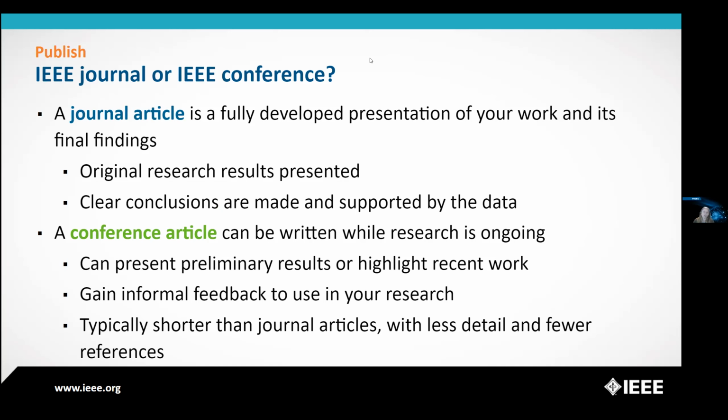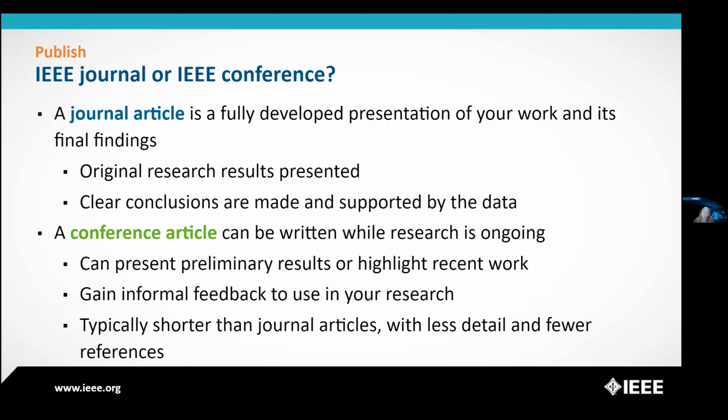A journal article is the fully developed presentation of your work and its final findings. This means you've done all the research, it's completed, you're making your final findings, you're going to have clear conclusions, they're going to be supported by data. You're going to have maybe 20 to 25 references, citations.